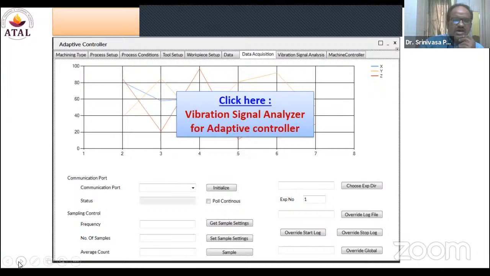Now, this is about machining type and process setup. Everything can be given as an input, and this is where the vibration signal will come into play.